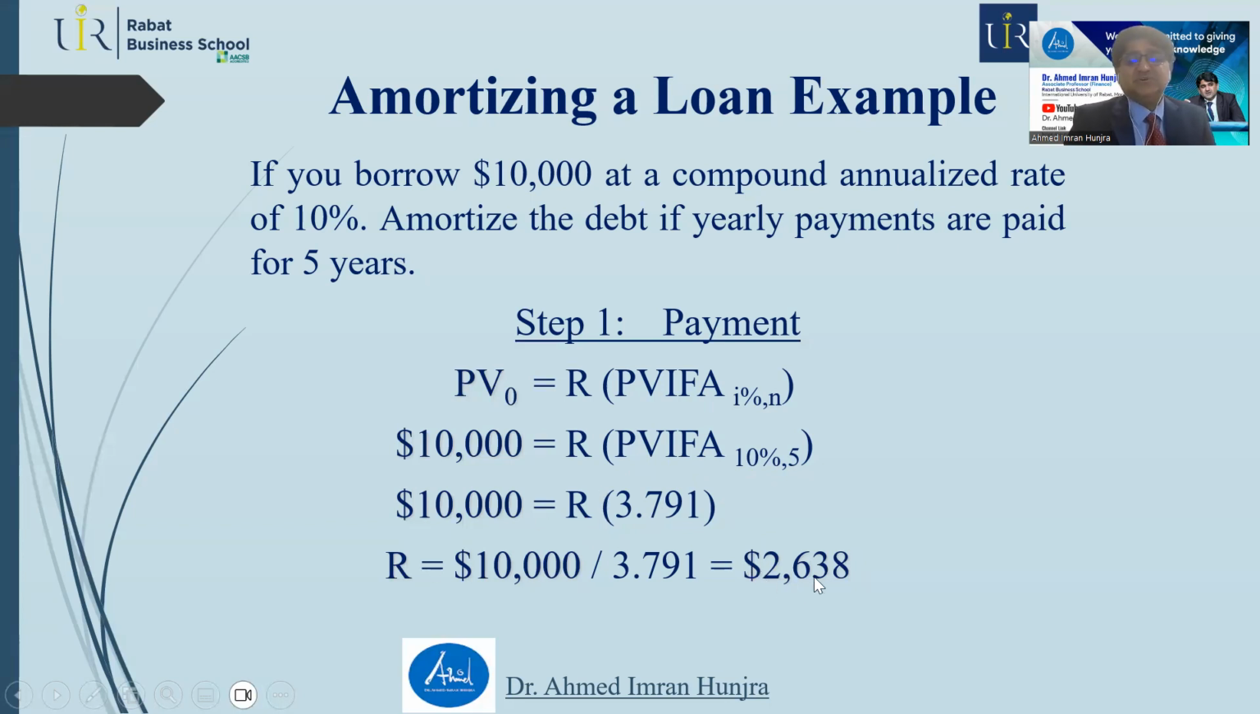So we can find the value of R or C. The C value is 2638. So I will make a series of equal payments, and the payment size will be 2638 for how many times? For 5 years. At the end of the first time period, I will pay 2638. At the end of the second time period, 2638. Third time period, 2638. Fourth time period, 2638. Fifth time period, 2638. So these are the equal payments for 5 years. I found this payment based on the present value interest factor table.